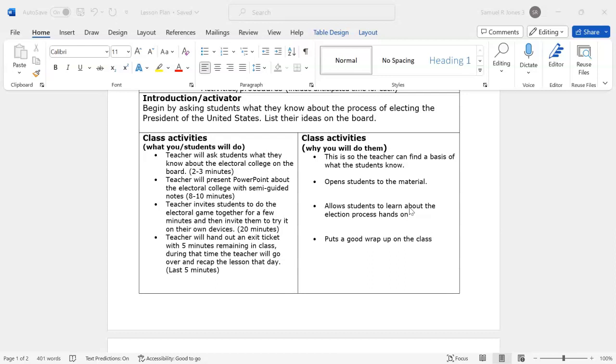This game will help them remember what I taught them. Because they'll think, oh, remember when I did this in the game? Oh yeah, that's something presidents have to do to get elected.